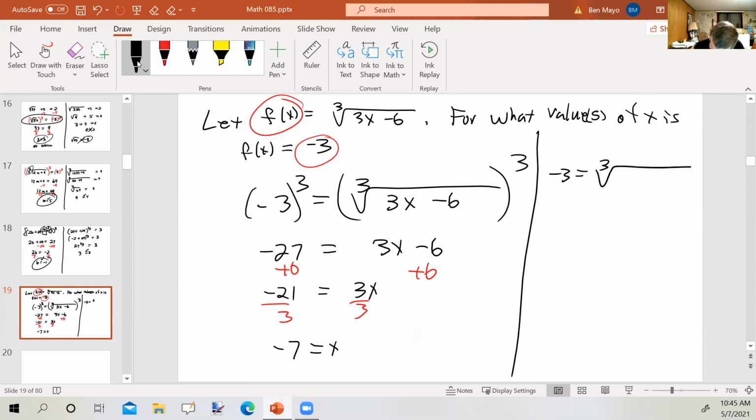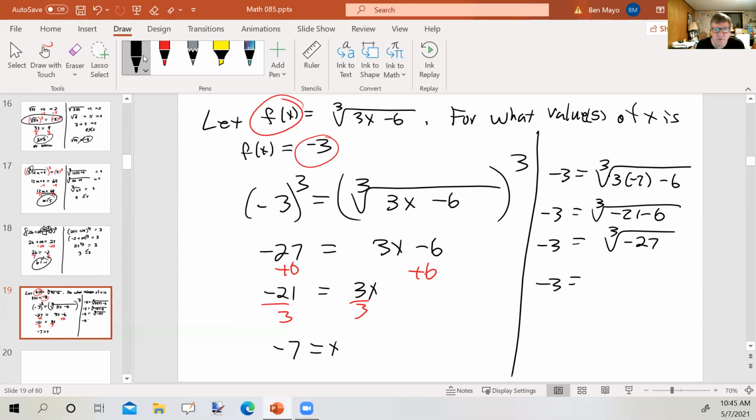-3 equals the cube root of 3 times -7. Let's write that a little better. 3 times -7 minus 6, which is -3 equals the cube root of -21 minus 6. -3 equals the cube root of -27. And the cube root of -27 is -3. So it checks. Our answer, x equals -7.